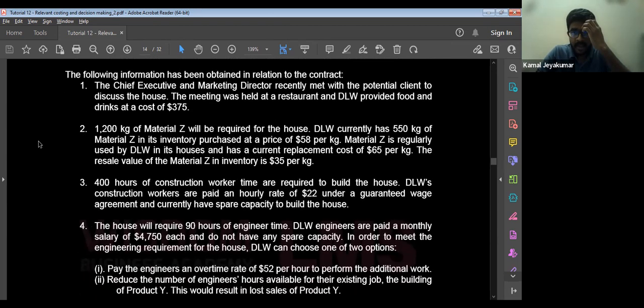So now we have to calculate what the relevant cost is, right? So number one, the chief executive and marketing director recently met with the potential client to discuss the house. The meeting was held at a restaurant and DLW provided food and drinks at a cost of $375. Now, what's the relevant cost in that scenario? Quickly put the answers in the chat.